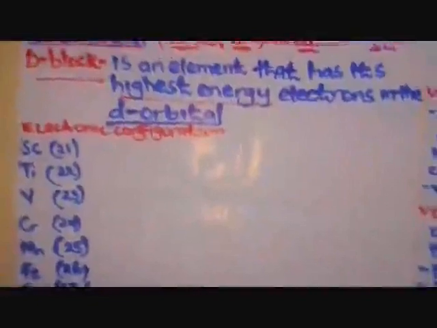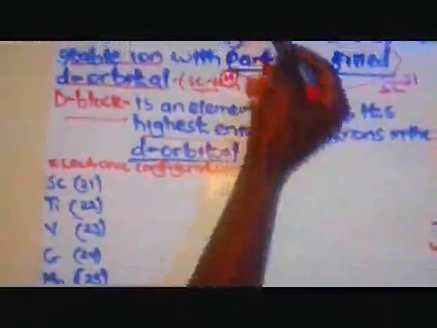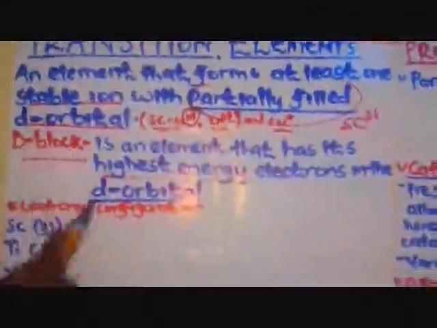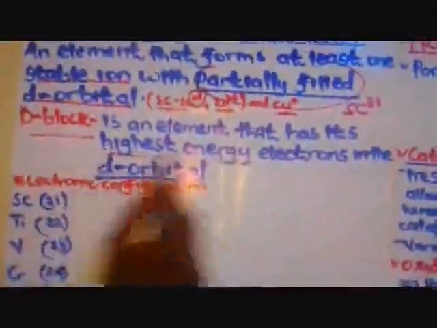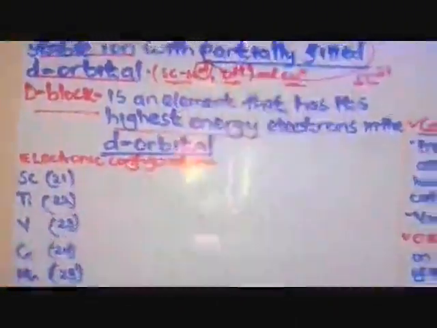Now, after grasping properly the difference between the transitional elements and the D block elements, remember, as I'm reminding you, an element is a D block only if it is filling its last electrons in its highest energy level, which is the D orbital. So it is an element that has its highest energy electrons in the D orbital. These ones are forming partially filled.